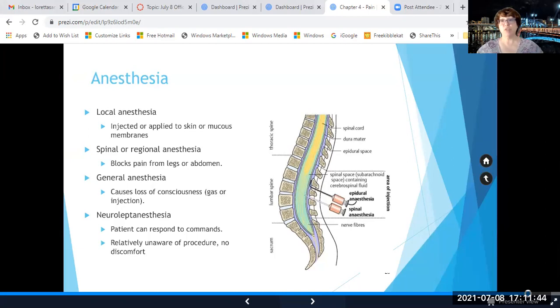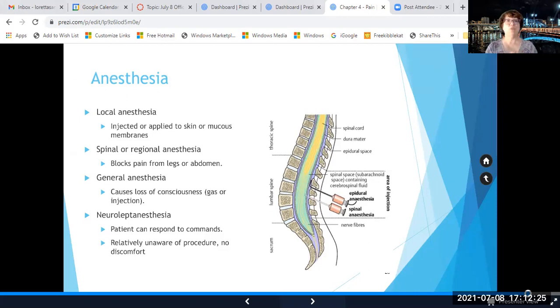Anesthesia can be used to decrease pain. Local anesthesia, injected or applied to the skin or on mucous membranes. A lot of times that's used in dentistry. They put the local anesthesia on before they then give you the injection. Spinal or regional anesthesia can block pain in the legs or abdomen. Those are often used for surgeries like total knee replacements, total hip replacements. General anesthesia causes total loss of consciousness by gas or injection. And with neuroleptic anesthesia, the patient can respond to commands, but they're relatively unaware of the procedure and there's no discomfort.